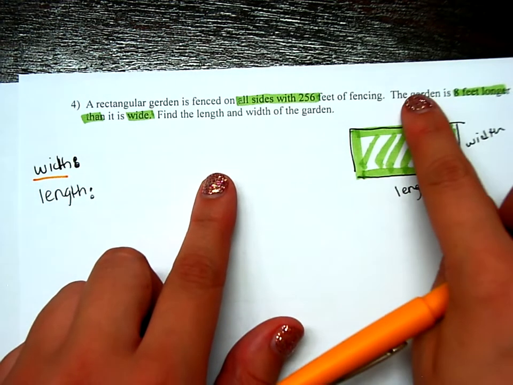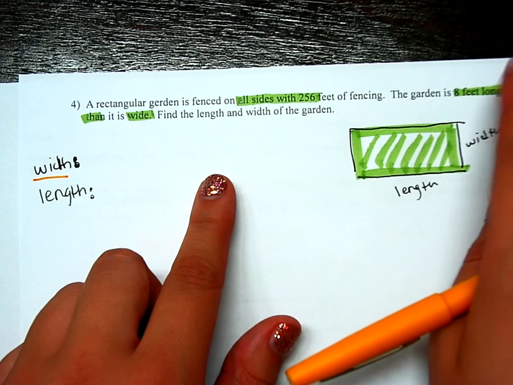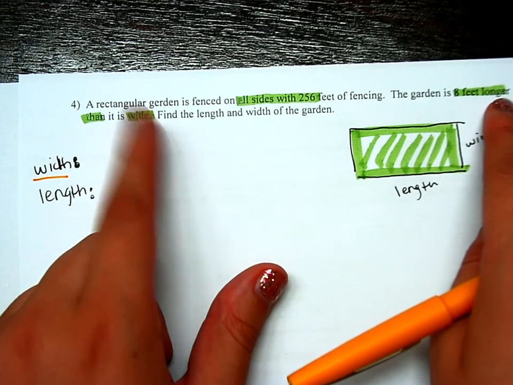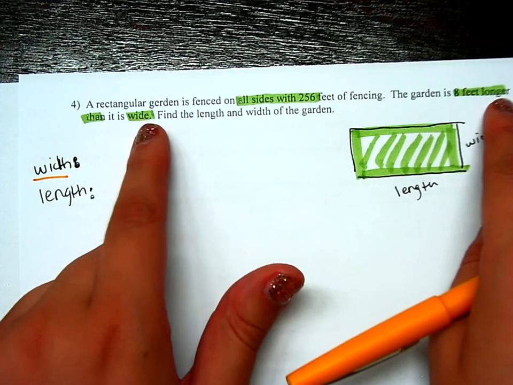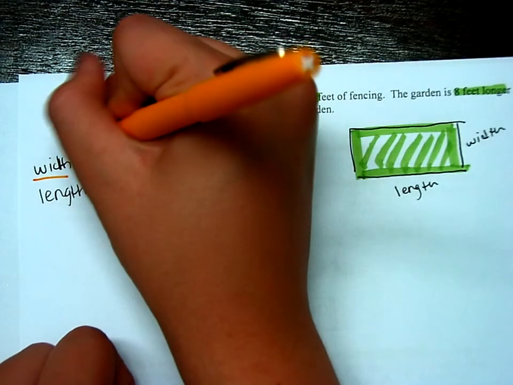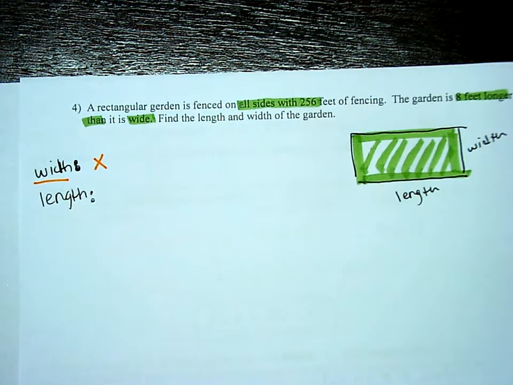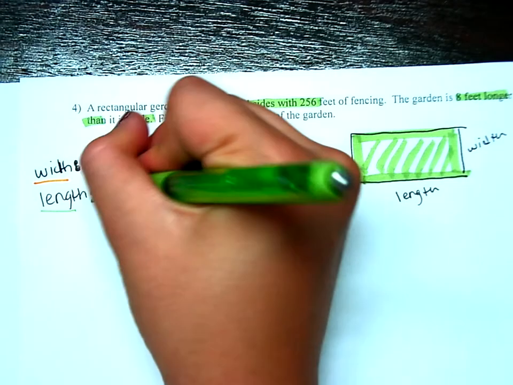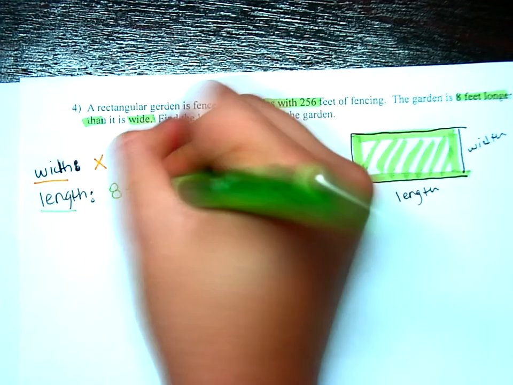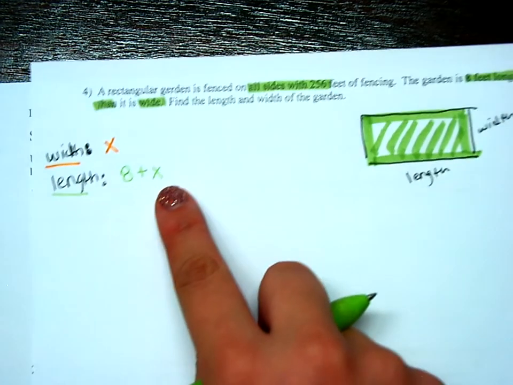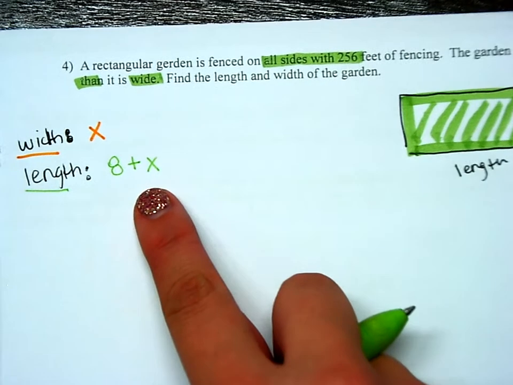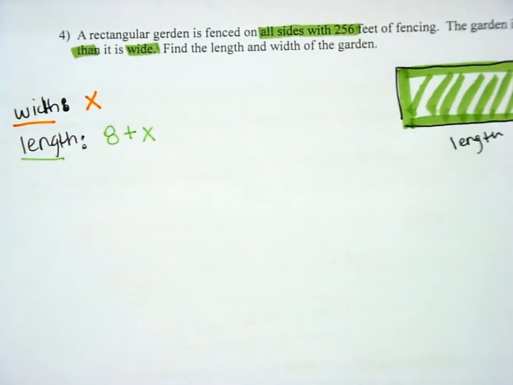So it says the garden is 8 feet longer than it is wide. That means the length depends on how wide it is. So the width is our variable, and the length depends on that. So that's our other expression. This is going to be 8 longer than whatever the width is. Remember, you add when it says longer than. Okay, so we've got our 2 expressions.